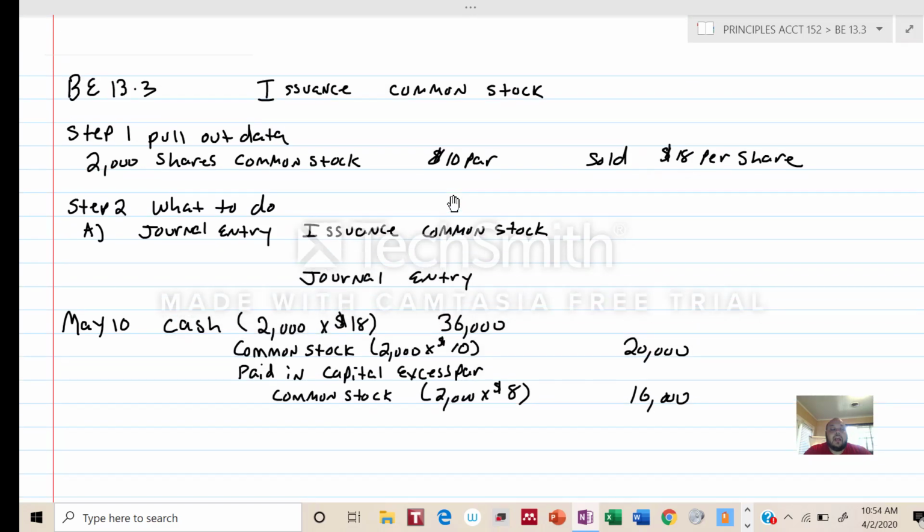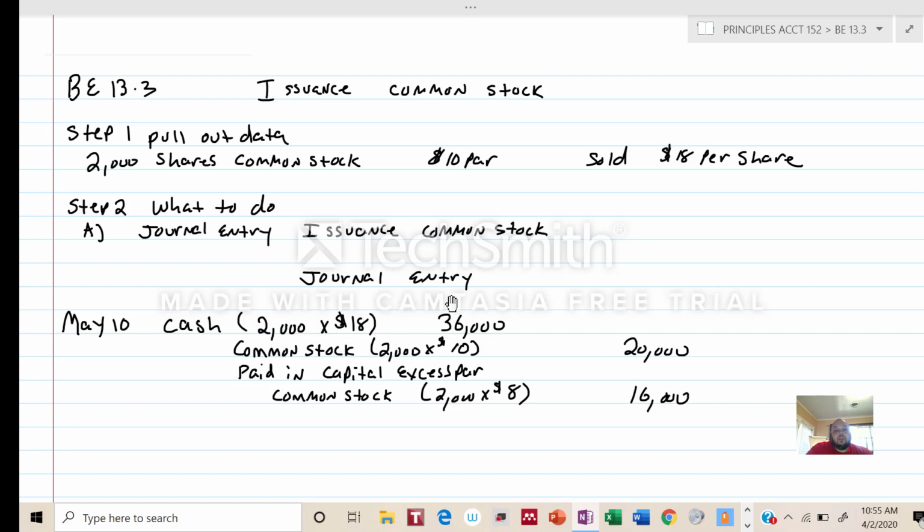Next, we have brief exercise 13.3, issuance of common stock. 13.3 reads, May 10th, Jack Corporation issues 2,000 shares of $10 par value common stock for cash at $18 per share. Journalize the issuance of the stock. Step one, you pull out your data. We have 2,000 shares of common stock at $10 par, sold for $18 per share. Step two, what are they asking us to do? We need to do a journal entry for the issuance of common stock.